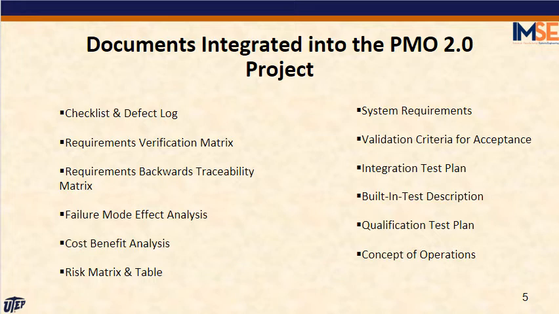Documents integrated into the PMO 2.0 project. Below is a list of documents that were integrated into our system, PMO 2.0. We uploaded the defect log, the requirements verification matrix, the requirements backwards traceability matrix, also known as a bidirectional matrix, the failure mode effect analysis, the CBA, the risk matrix, the system requirements, the validation criteria for acceptance, the integration test plan, the BIT, the qualification test plan, and of course the CONOPS.